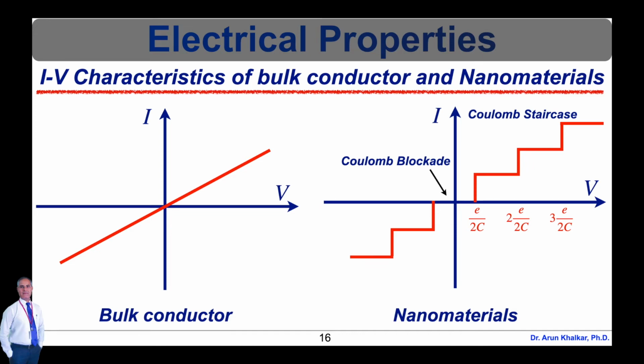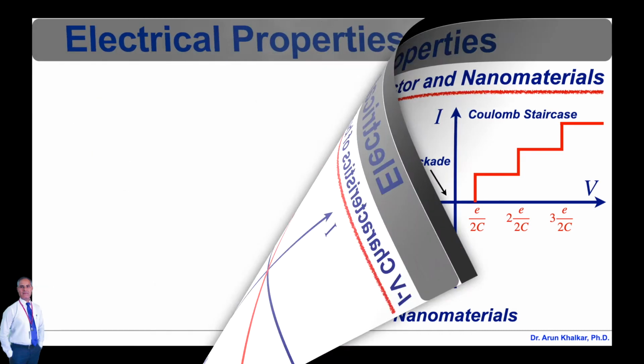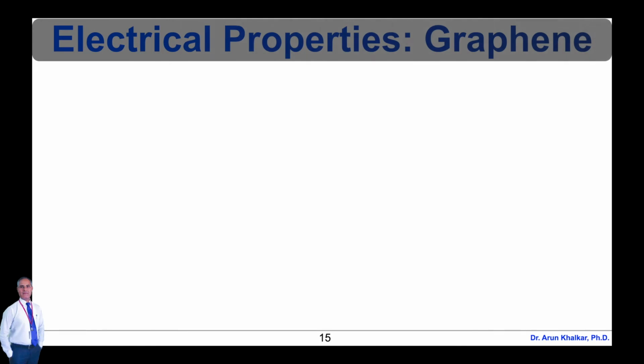Electrical resistivity. The material of nano-sized grains has a larger number of grain boundaries than corresponding polycrystalline materials. Electrical resistivity of materials having nano-sized grains is larger than the polycrystalline materials due to scattering of electrons at grain boundaries. For example, let's see the electrical properties of graphene.